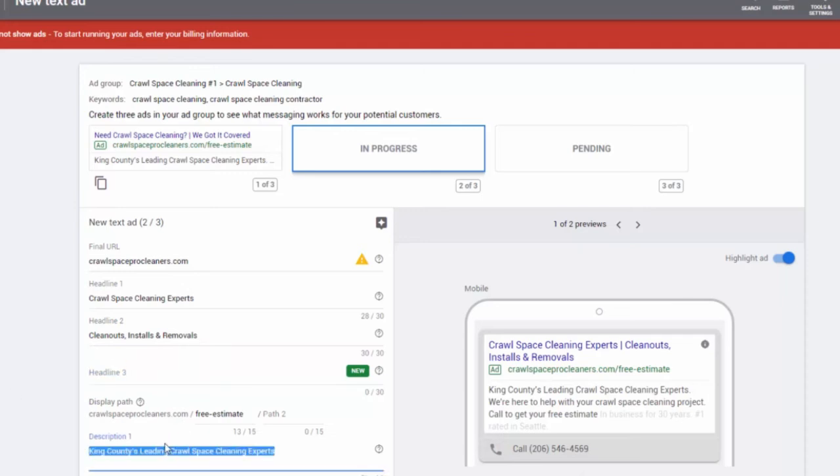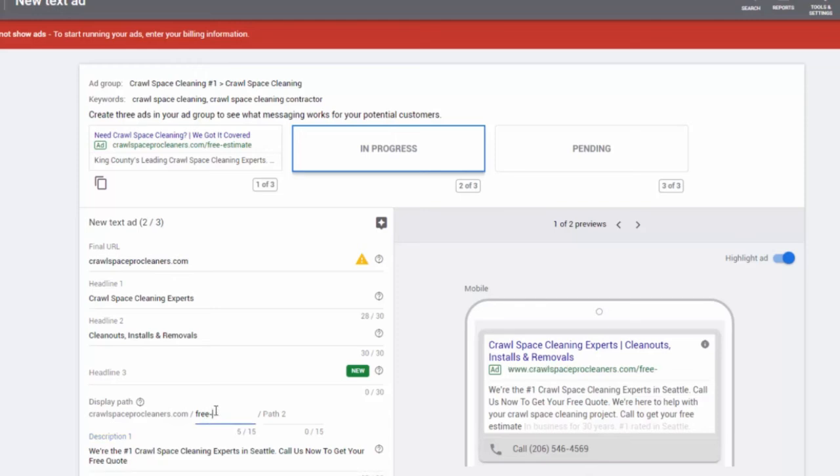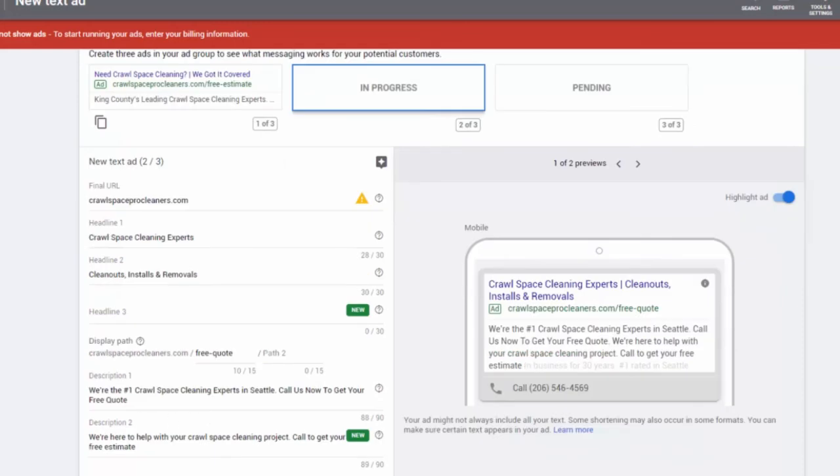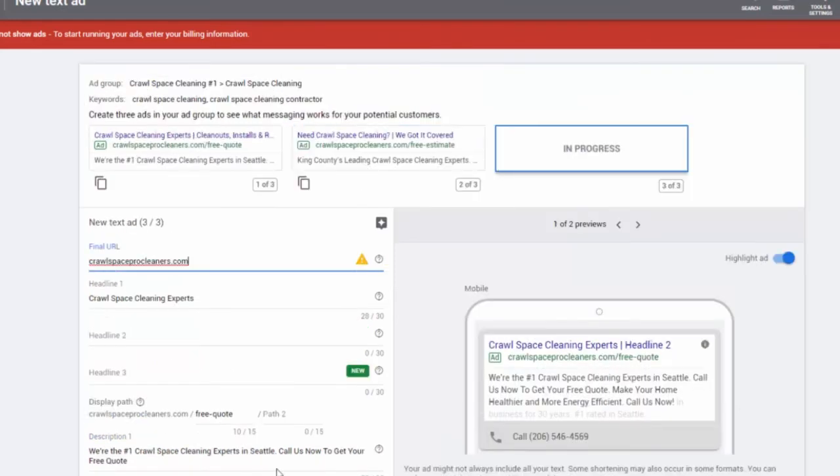And let's go down here. We're the number 1 crawl space cleaning experts in Seattle. Call us now to get a free quote. So this one here, we'll put free quote. Okay, great. Description 2, we're going to put make your home healthier and more energy efficient. Call us now. And there we go. So now we're ready to go and create ad number 3. So let's go to save and add another one.